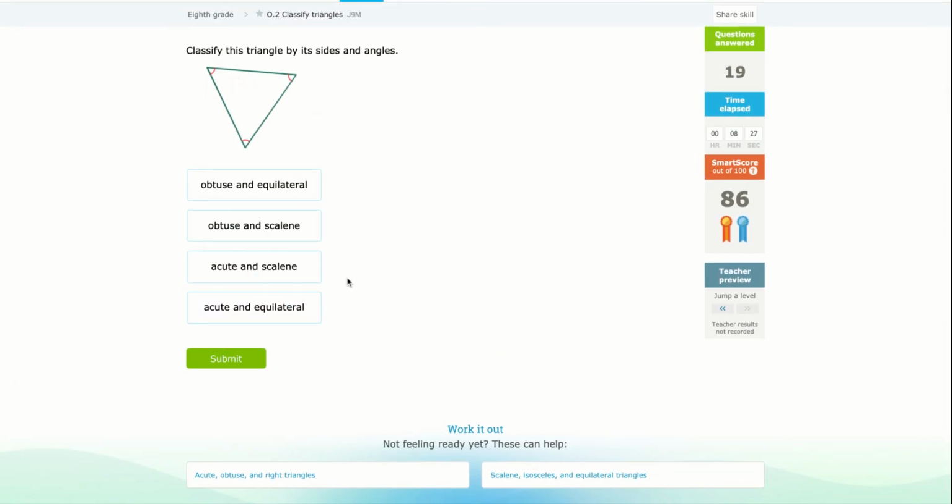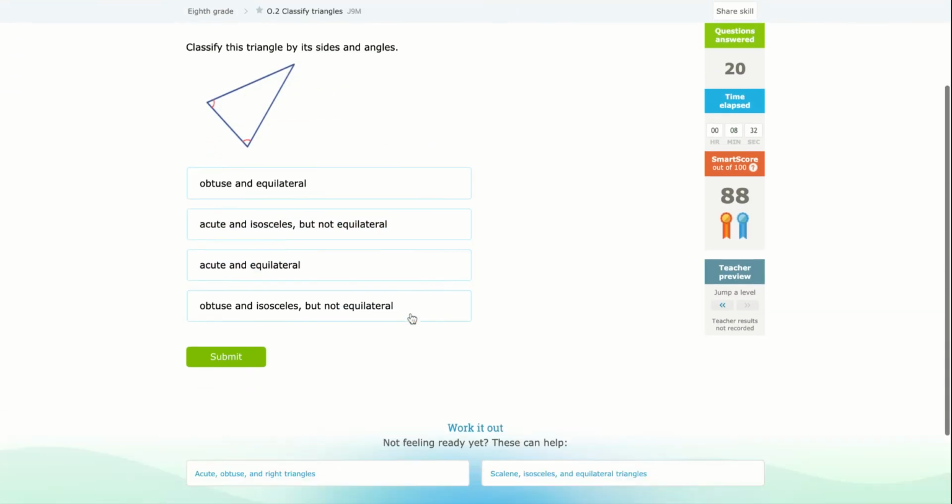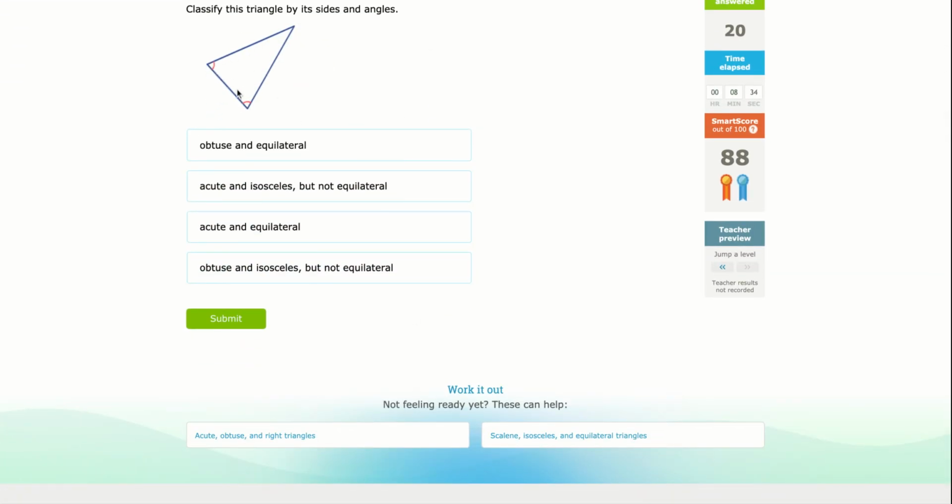That's an equilateral. That is acute. We've already talked about that one. This is an isosceles. It's acute. Isosceles, acute, but not equilateral.